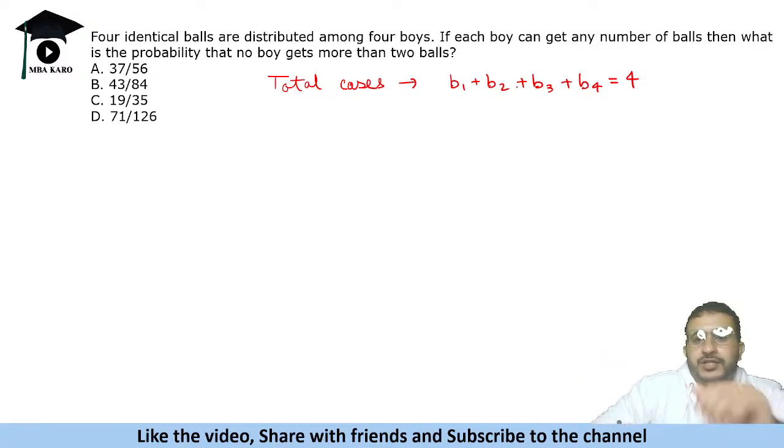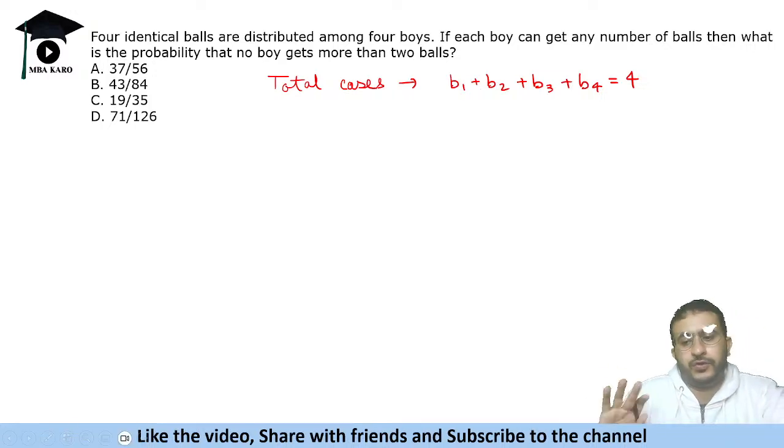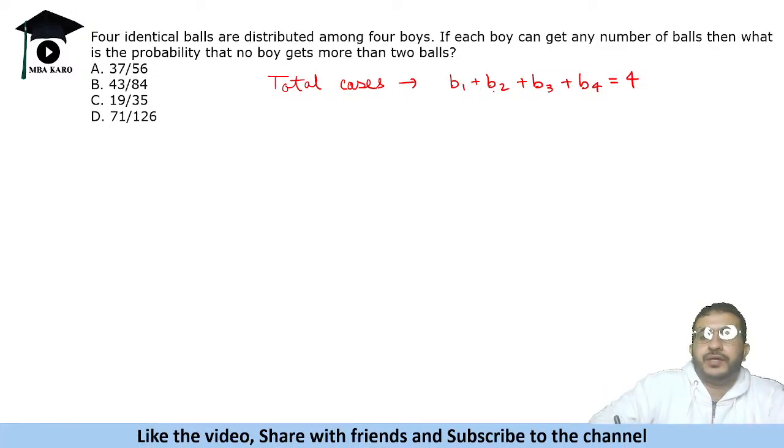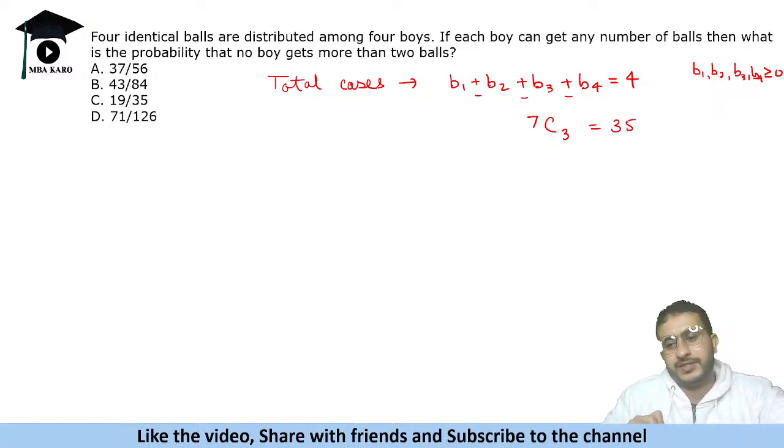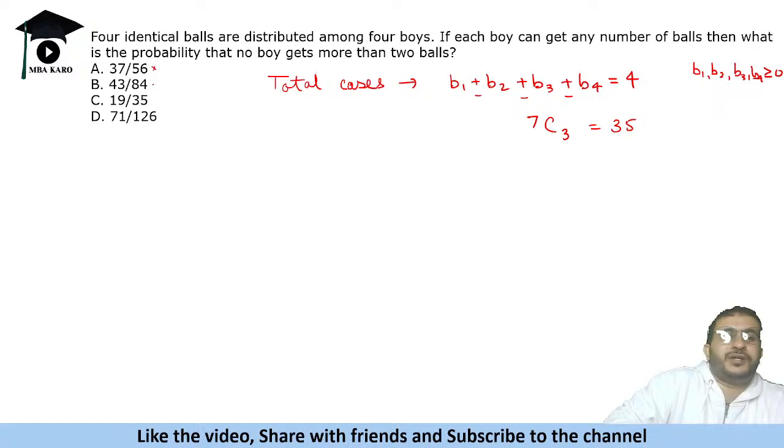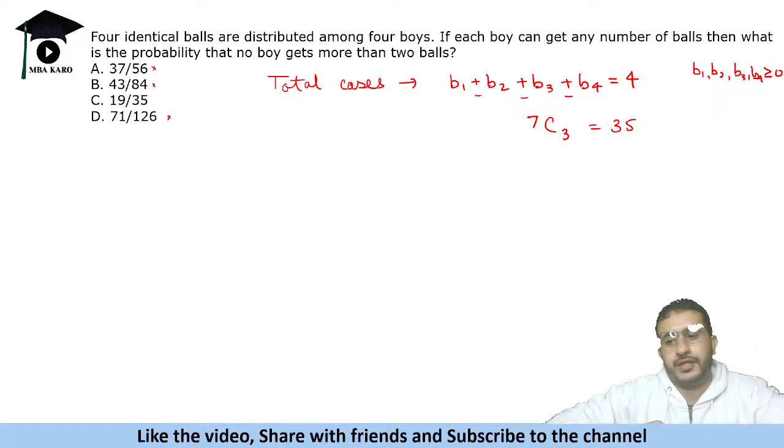Like if you have positive solutions, you turn the equation into non-negative solutions, right? So where b1, b2, how do we find the solutions of this? Just count the number of plus signs in between, that is 3. Add 3 to 4, so 7C3. So that is 35. Total cases came to 35. Now at least you can eliminate three options, but it's not necessary. So that is one way.